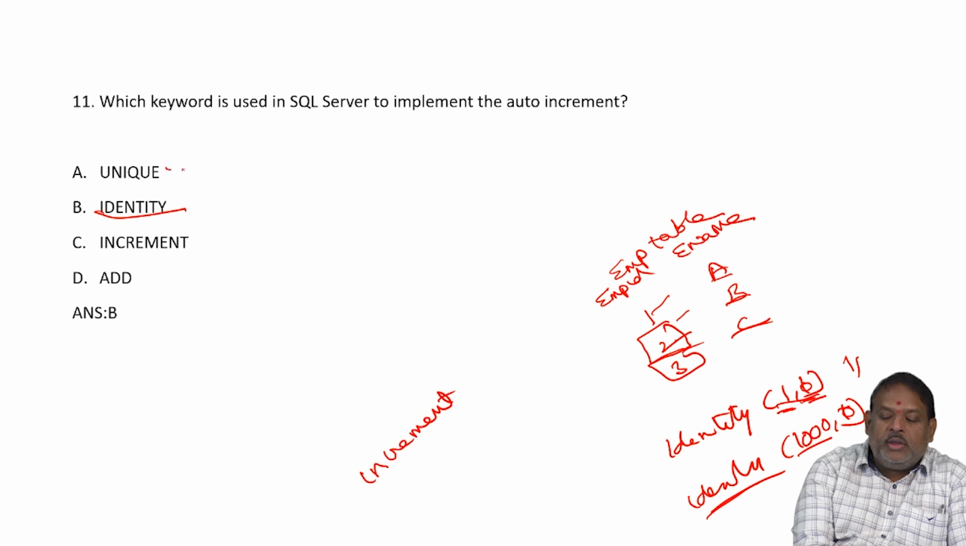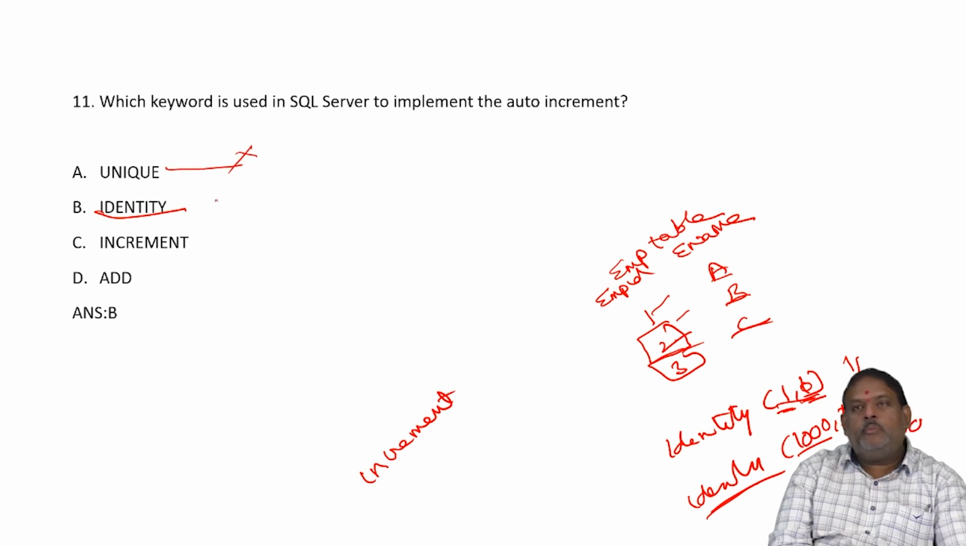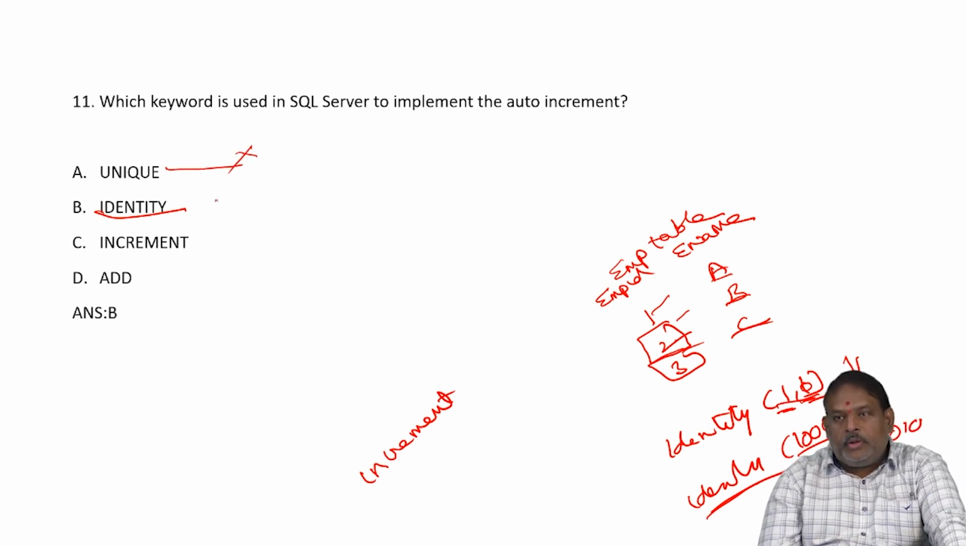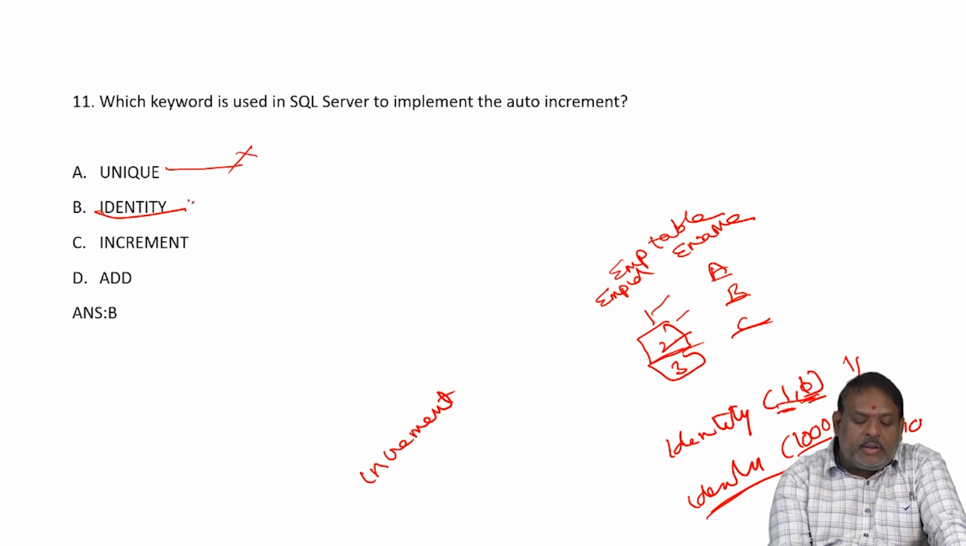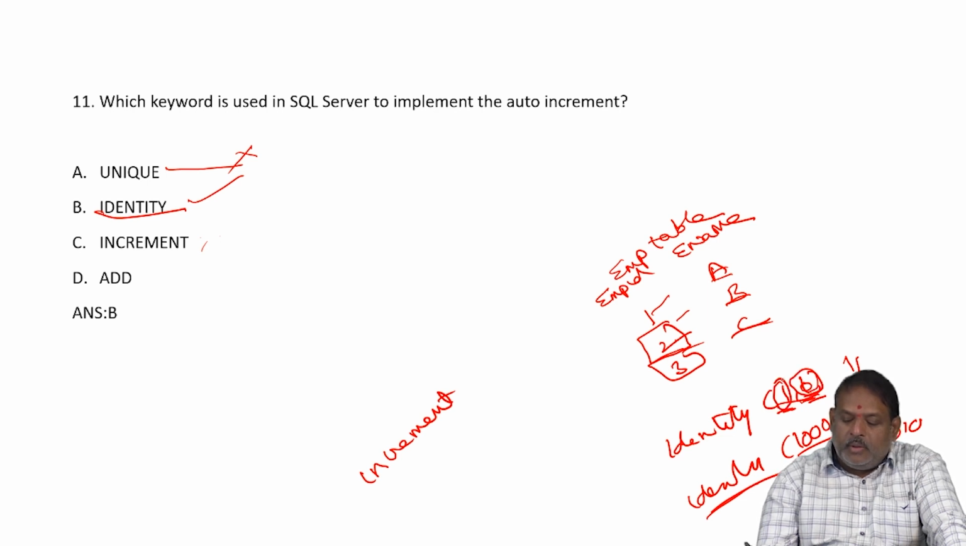So, unique is not a property to auto increment the value. Identity is correct. Increment is not a keyword in SQL. It is identity. Increment is the meaning of identity. It means you want to increment the values. This is the incremented value. This is the base value.